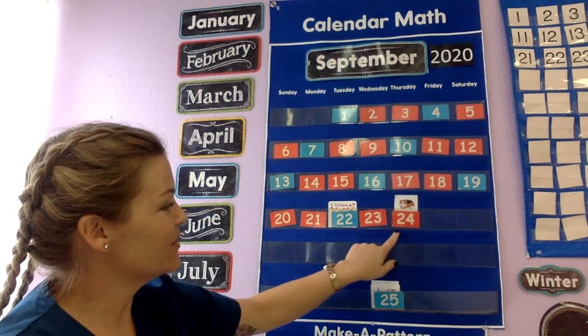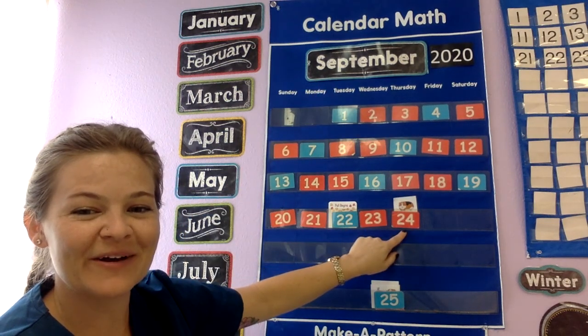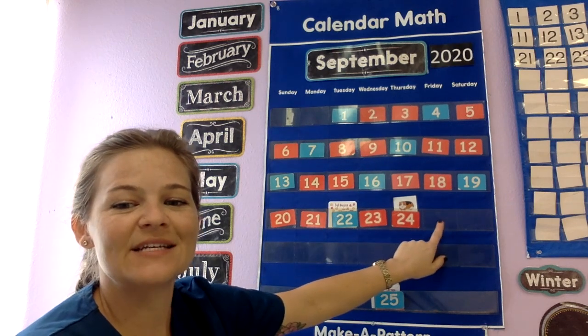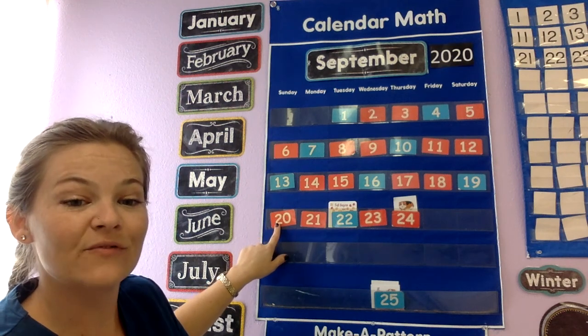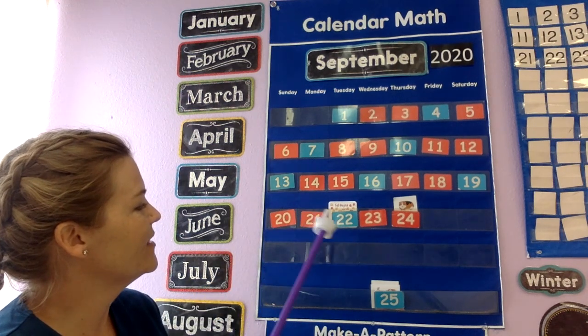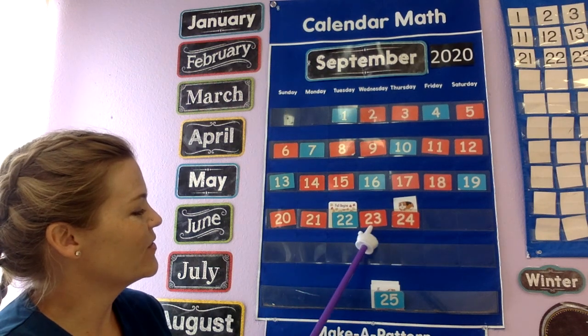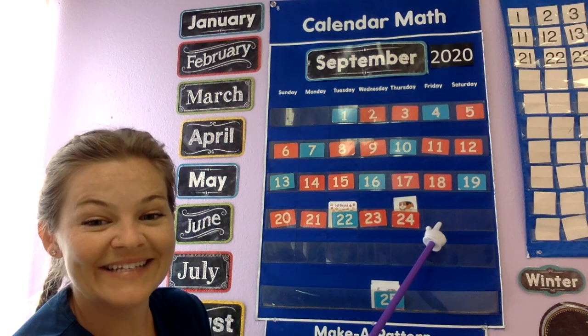Yesterday was September 24th. It was Wanda visiting day on September 24th. What do you think today is? What comes after 24? Let's see. We can start counting from 20 to find out. 20, 21, 22, 23, 24, 25. So today is going to be 25.